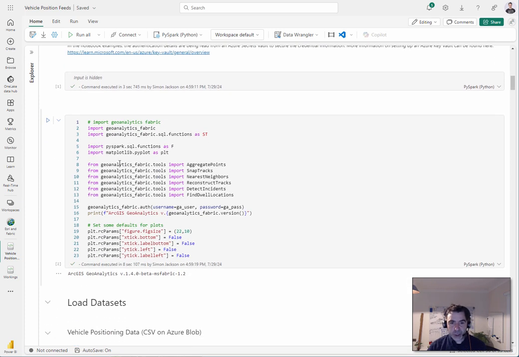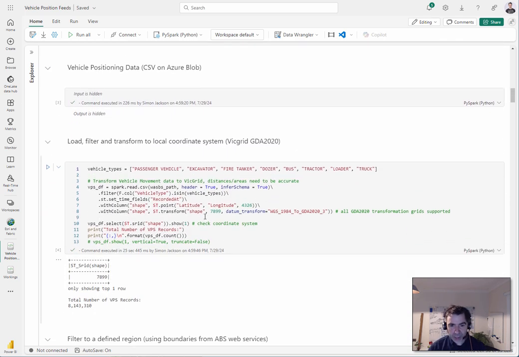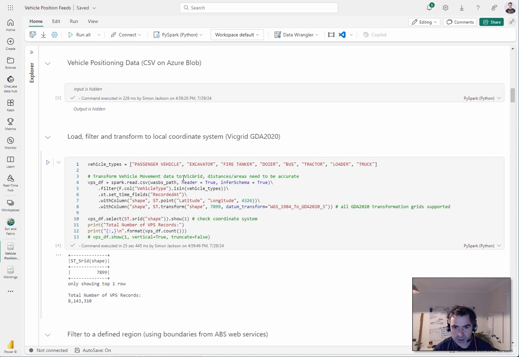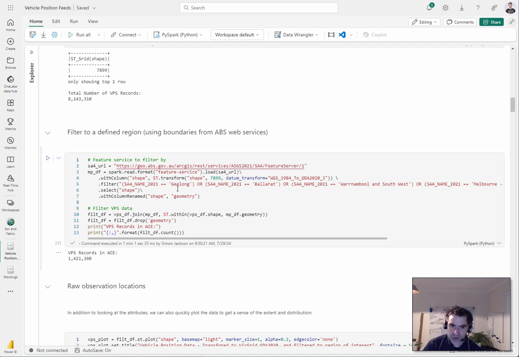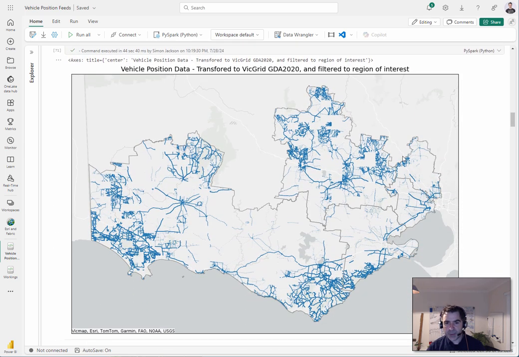We will use the Esri Geoanalytics library that's in Fabric, import the tools that we need. We will import the data we need. So this is the GPS movement data, convert it to one of the many Australian coordinate systems that are supported. We will then filter it down. So we're going to use the Digital Atlas of Australia and use the ABS boundaries that are on there to filter this data set to some specific boundaries. And we can see that data.